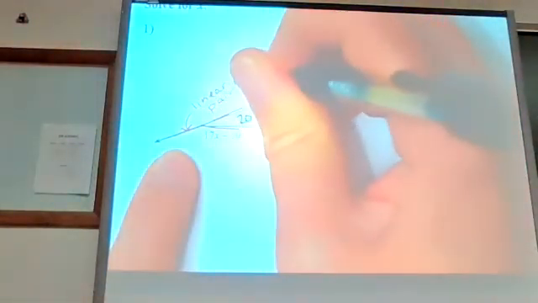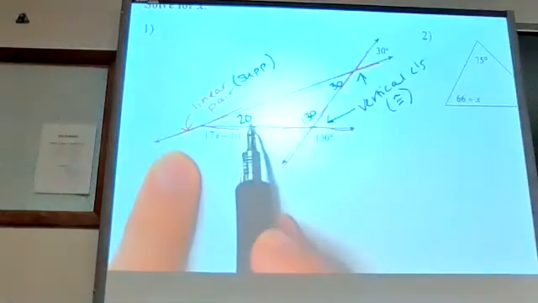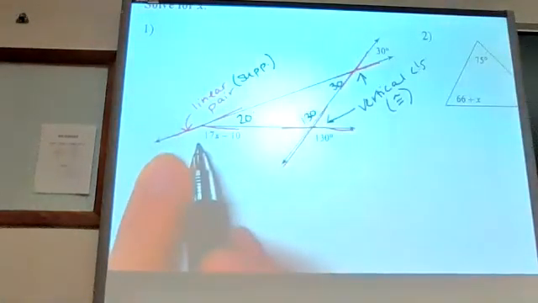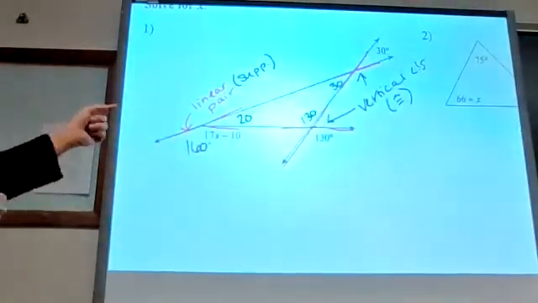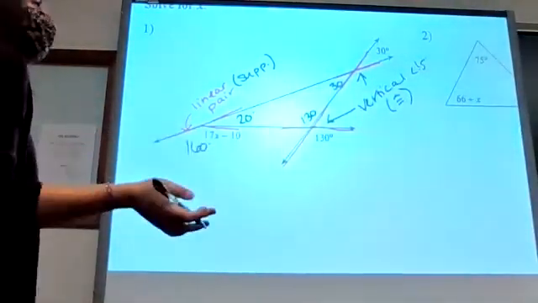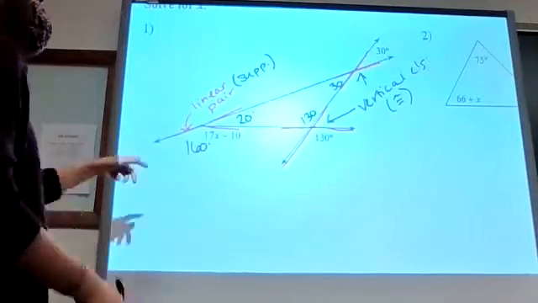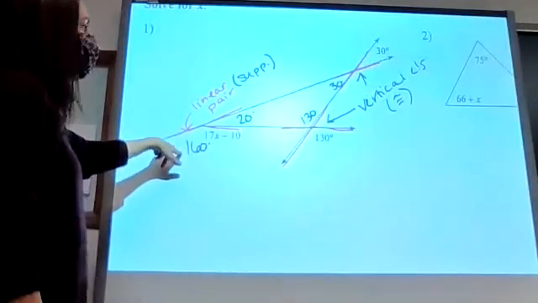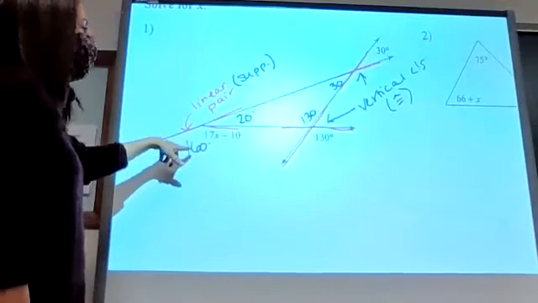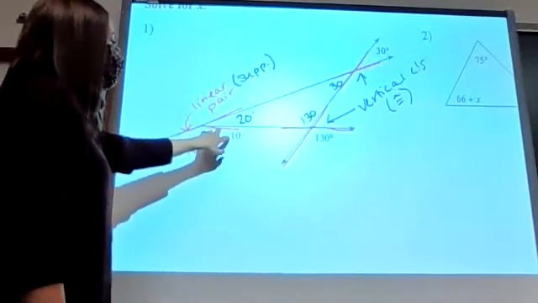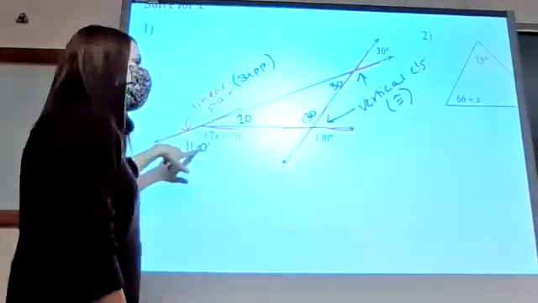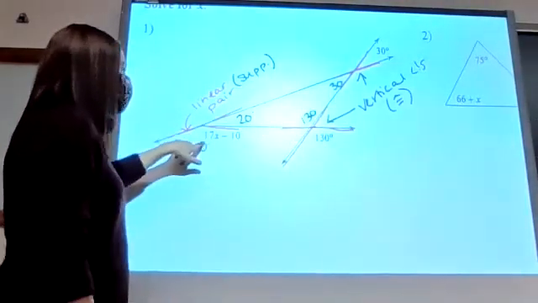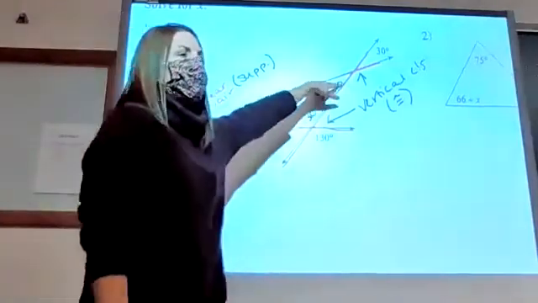Now, linear pairs are supplementary. So if this is 20, then this angle is 160. Now, I did that and ignored a theorem there and just showed how you can find what this angle is without using the theorem. Our exterior angle theorem also tells us that this angle is equal to these two remote interior angles. So I didn't actually have to do this to know that 17x subtract 10 is going to equal 160.